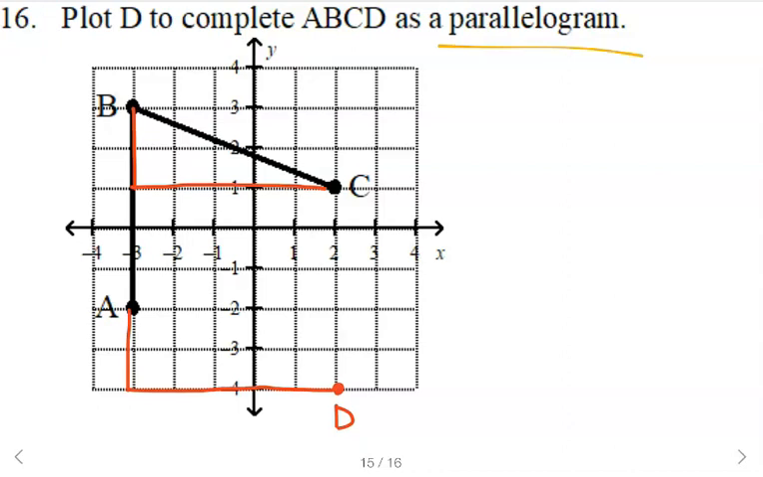So let's count from B to A. 1, 2, 3, 4, 5. So this distance is 5. So this distance must be 5 as well. 1, 2, 3, 4, 5. That is correct. We can go ahead and draw that in there. If you want to focus on just the parallelogram, we can erase that movement in red. And so D must be at (2, -4) to make that a parallelogram. Opposite sides are both parallel and congruent.